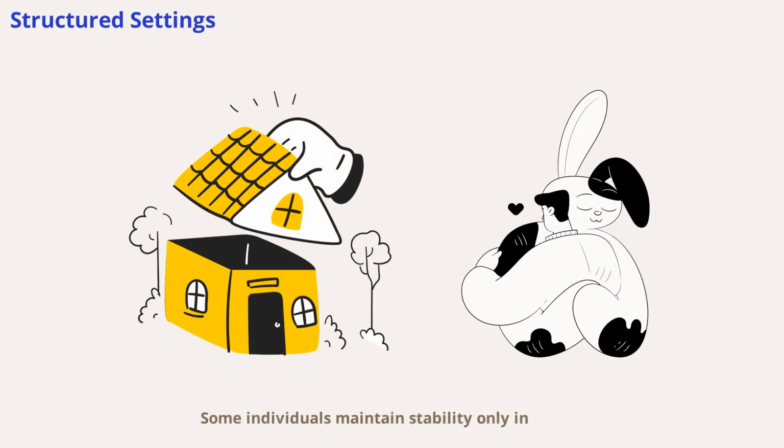Some individuals maintain stability only in structured settings like hospitals or group homes. Their ability to function outside these environments may be limited. Evaluators must consider whether repeated deterioration occurs when the patient tries to return to work or live independently. This helps determine the true level of impairment and the need for ongoing support.